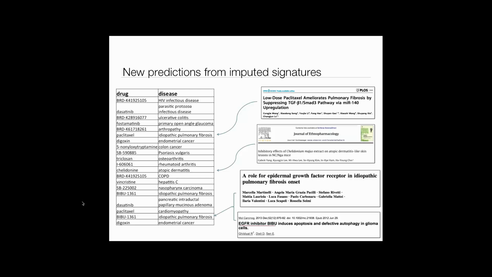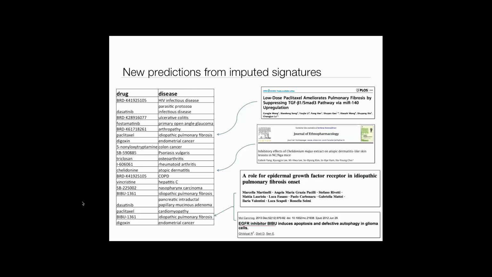I did not find a particular paper talking about this connection, but what I did find is some talk of EGFR being important in idiopathic pulmonary fibrosis, and it turns out that this drug BIBU is an EGFR inhibitor, so maybe there's something there.